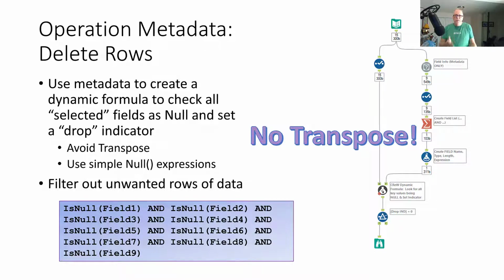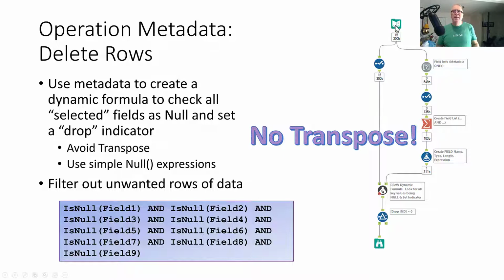What I'm doing visually is I'm checking the value of each field across a row to make sure that every single necessary field is empty, or whether any one of those fields has a value. So I want to filter out unwanted rows of data. I don't have to transpose the data. That being said, this is the type of formula that I'm looking for. Is null field 1 and is null field 2? I'm looking for something where every field listed is null.